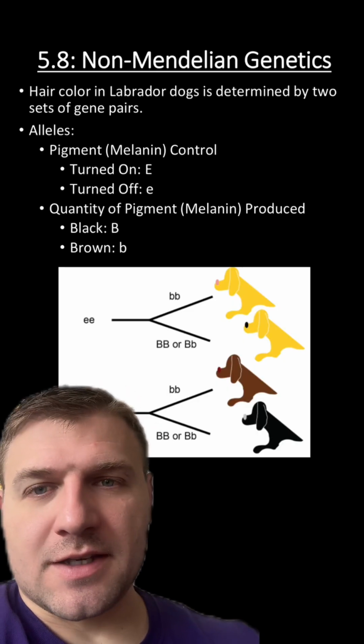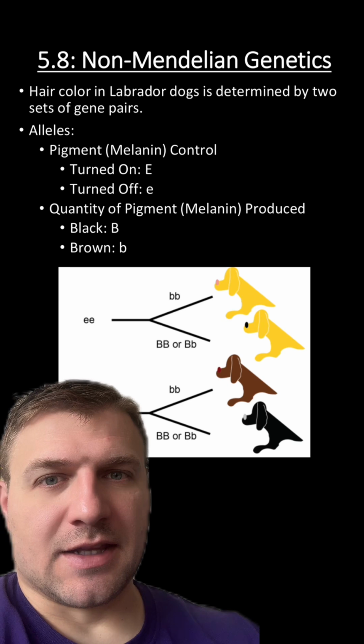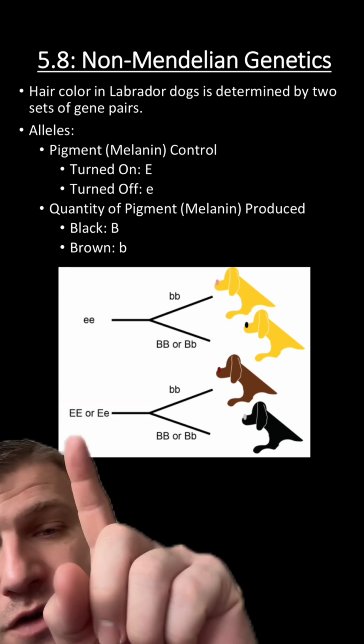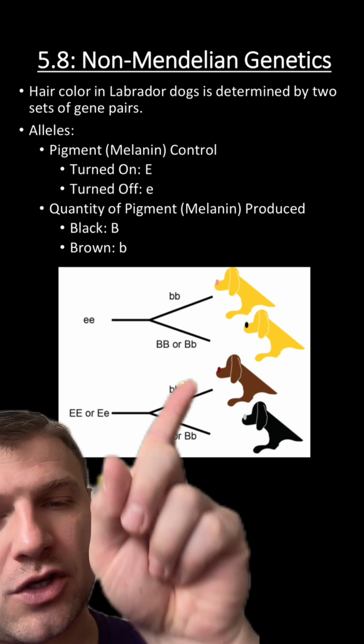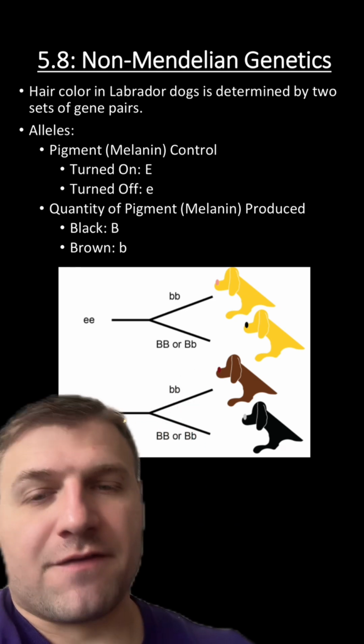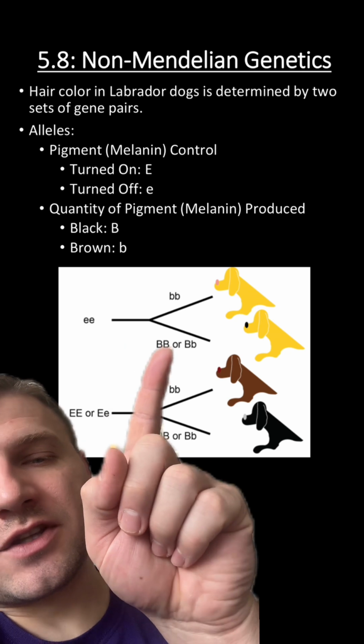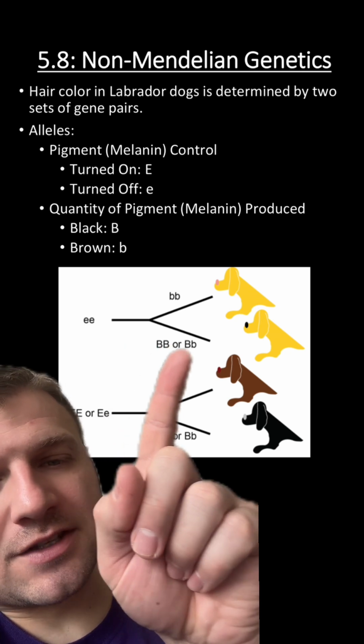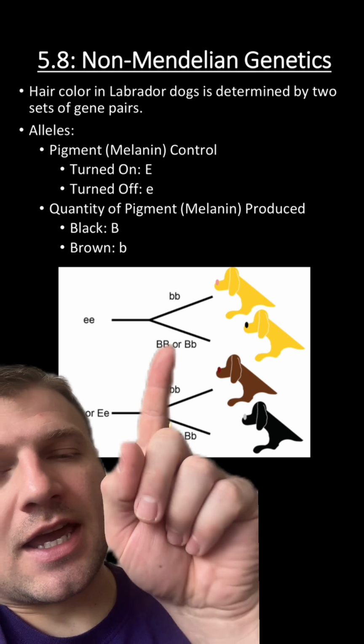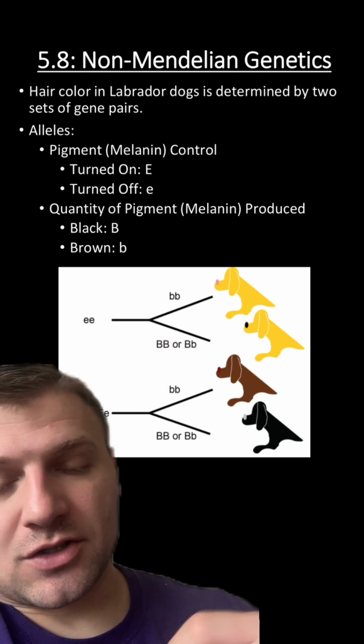An example of this is the pigmentation genes we see in Labrador dogs, where if the first gene is turned on, we have either chocolate or black labs. But if that first gene is turned off, then you can see this is where we get the yellow labs. It doesn't matter what the second gene is, it's going to be yellow because the first gene is turned off.